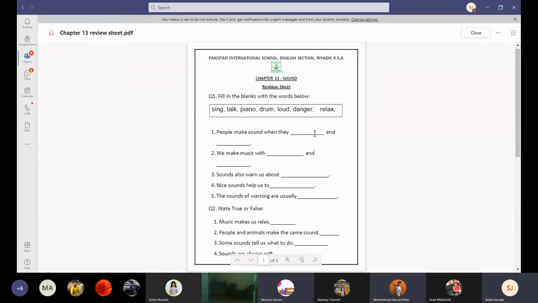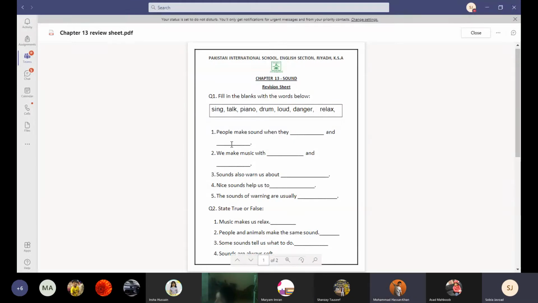Nice sounds help us to relax. Like some music, some flute sound, different bird chirping, water wave sounds, they help us to relax. The sounds of warning are usually what? Loud or soft? The sounds which warn us are usually loud.